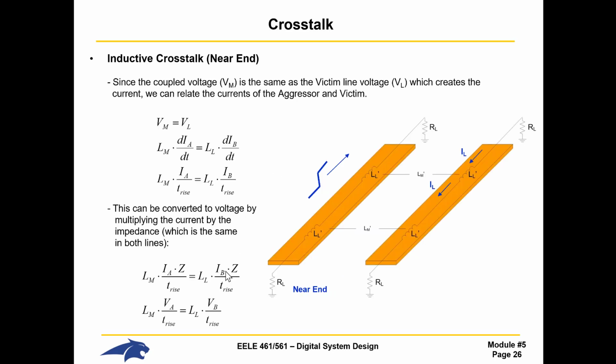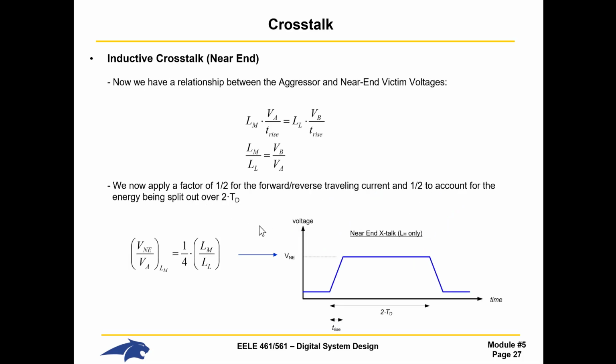What we were doing right here was trying to convert all these currents into voltages. How do you convert a current into a voltage? Well, you multiply by the impedance, and then you have this time component in here. What's the dt? Well, the dt is always t rise. So now you end up getting back to this ratio that we wanted: VB is what you see on the victim, VA was what was on the aggressor, and it's a ratio that looks like Lm over LL.